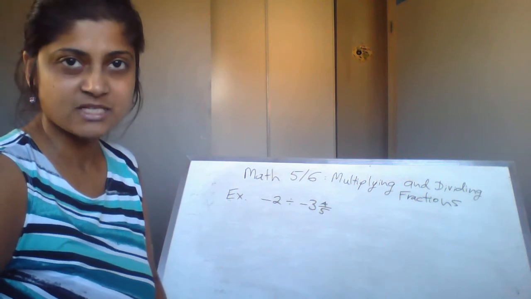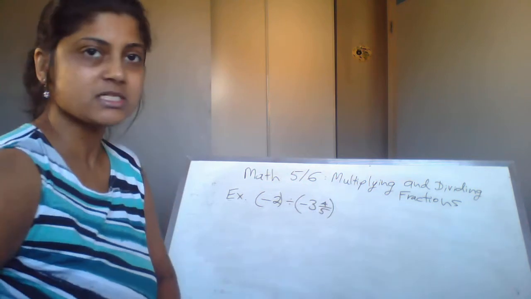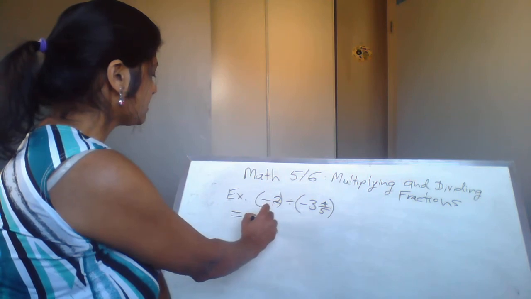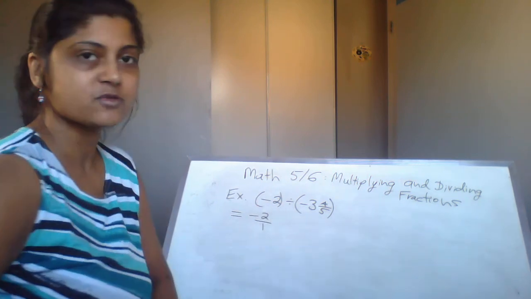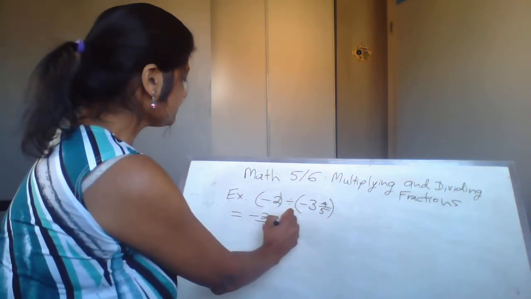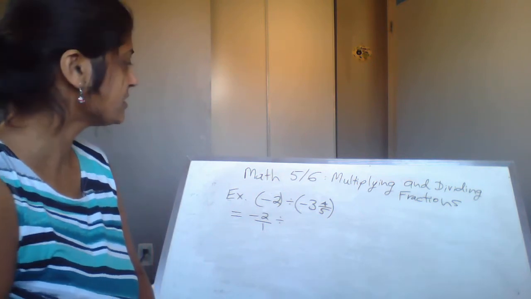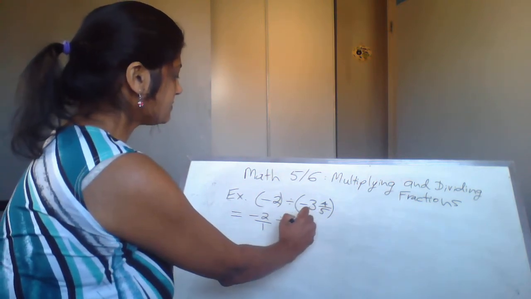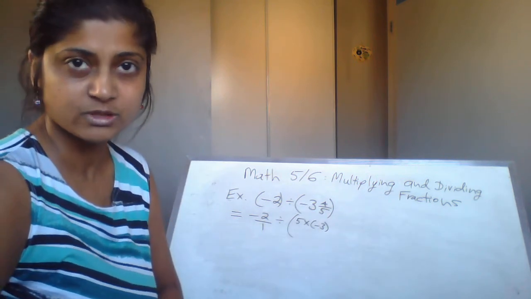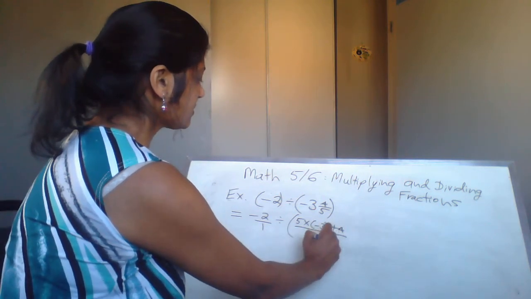Again, I have some negative signs. If you get confused, I always just put brackets around it, just to keep it separate. If I have a whole number, which is -2, I can write it like -2 over 1, just so you can see the fraction. Again, we have a mixed number, and we're going to change that to the improper fraction. So I'm doing 5, in brackets, times -3, the whole number, and you're going to add the numerator, so plus 4, and the whole thing is over 5.